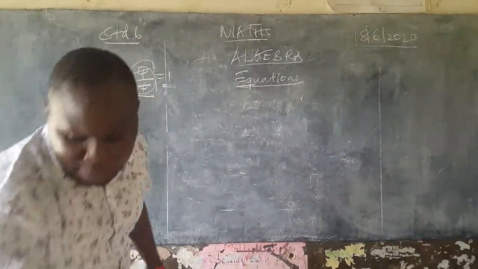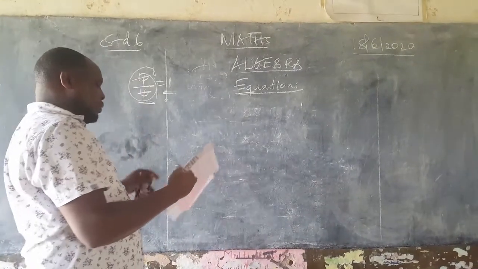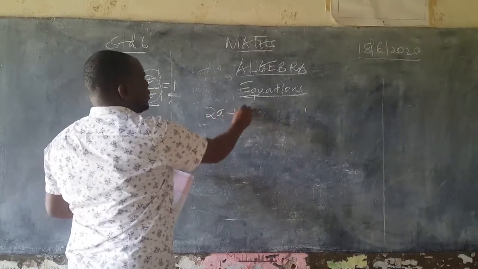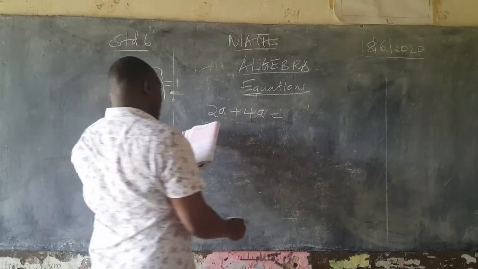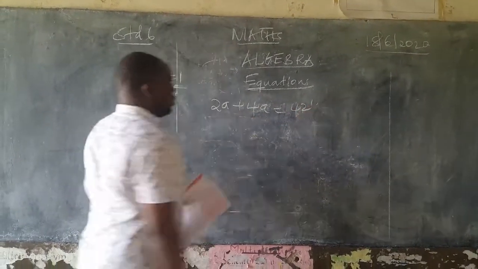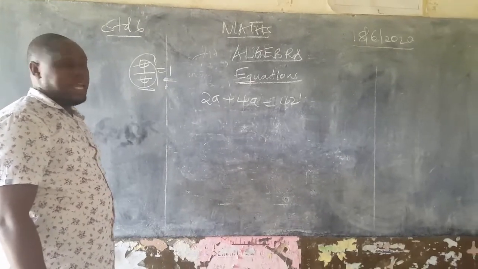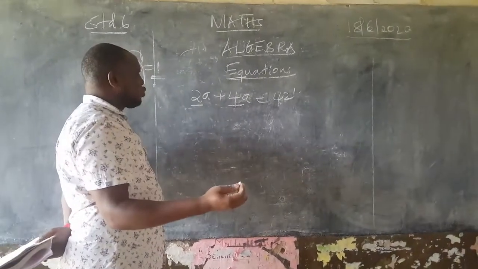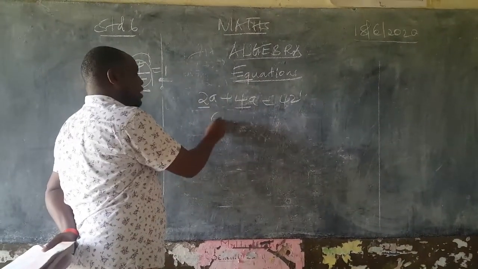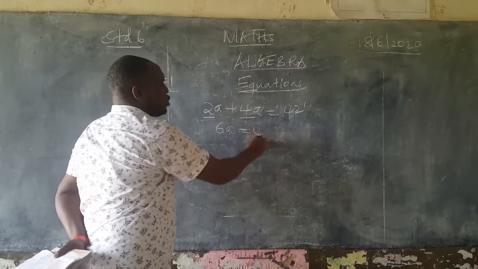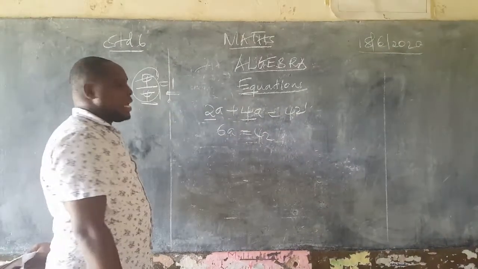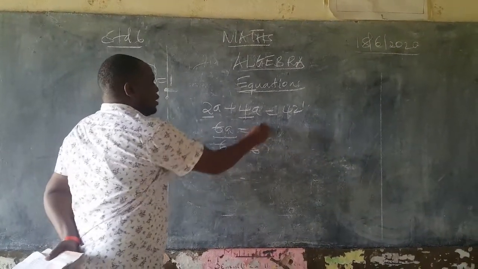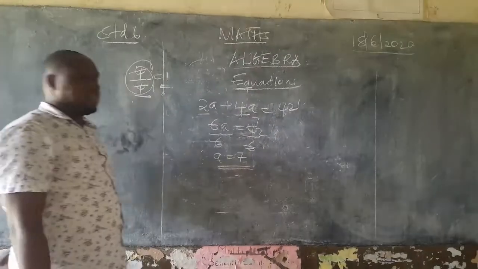We are going to move on to another example. Let's pick another example here, whereby you're going to say 2a plus 4a is equivalent to 42. Now these numbers are the same, meaning that we are going to put them together. So this means 2 plus 4, you get 6, and then a is equal to 42. We don't want 6a, we want a single a. Divide by 6 on both sides. Just like that, our a is going to be 7. So a is equal to 7. That becomes your answer.